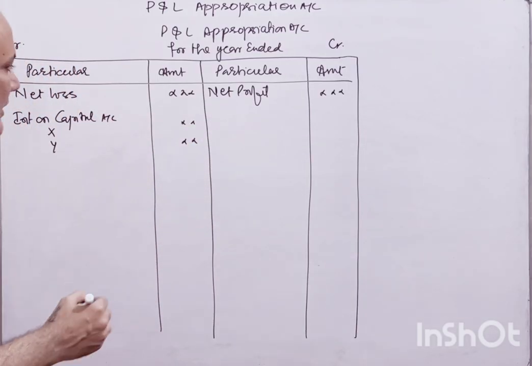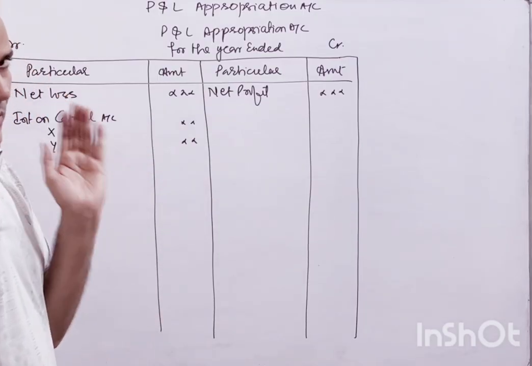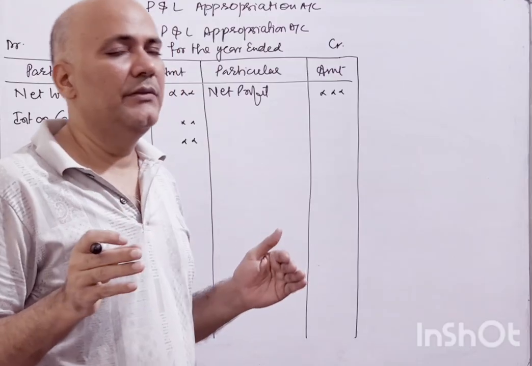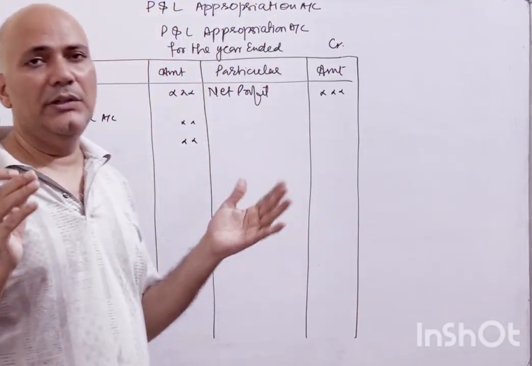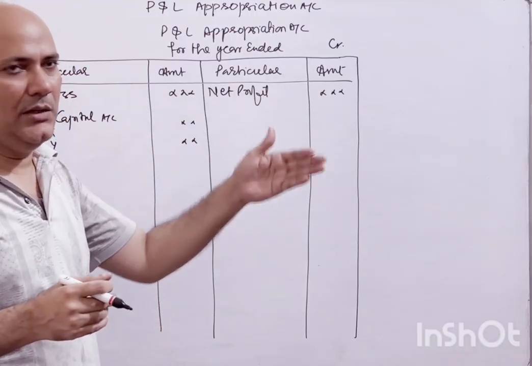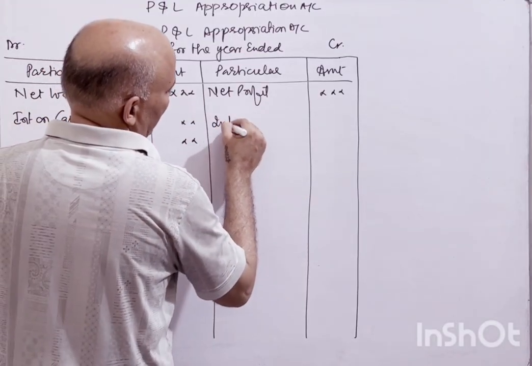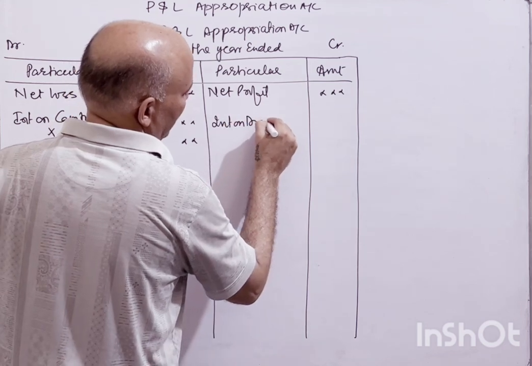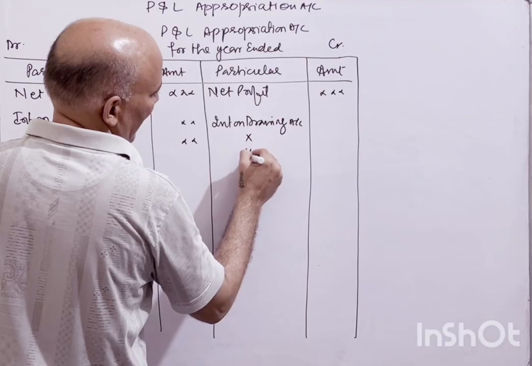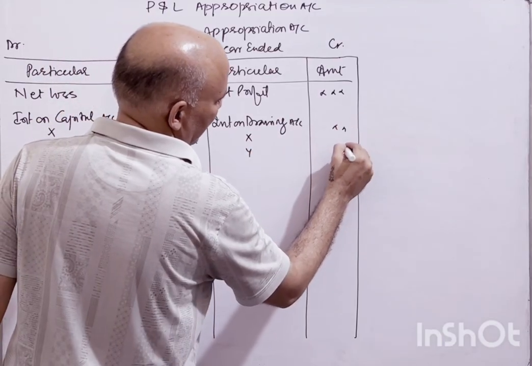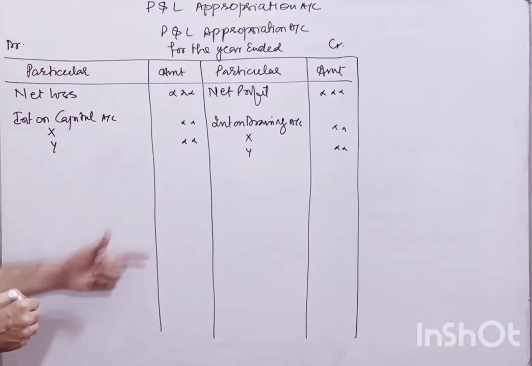So interest on capital. Similarly, if interest on drawing is there, right? If in the partnership deed there is a clause that if any partner takes any kind of drawings, then interest will be charged, so that will be income to the firm, that will appear over here. So interest on drawings account, let's say X and Y, whatever the amount is, that will be here. Calculation we will see in another video.